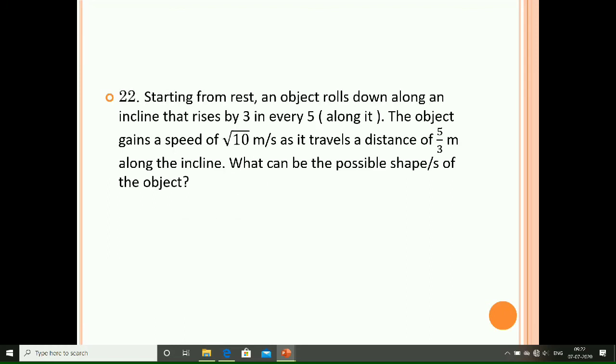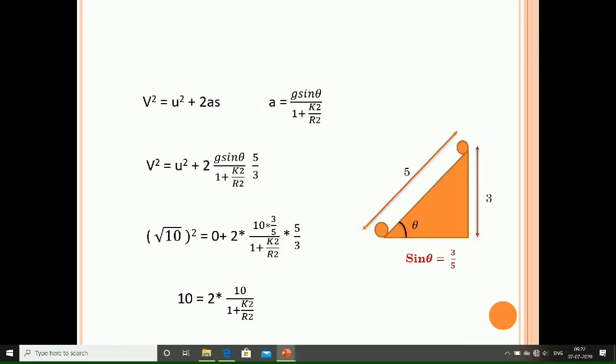Now, next numerical. It is given: starting from rest, an object rolls down along an incline that rises by 3 in every 5 along it. The object gains a speed of square root 10 meter per second as it travels a distance of 5 by 3 meter along the incline. What can be the possible shape or shapes of the object? What is given you can see here in the figure.